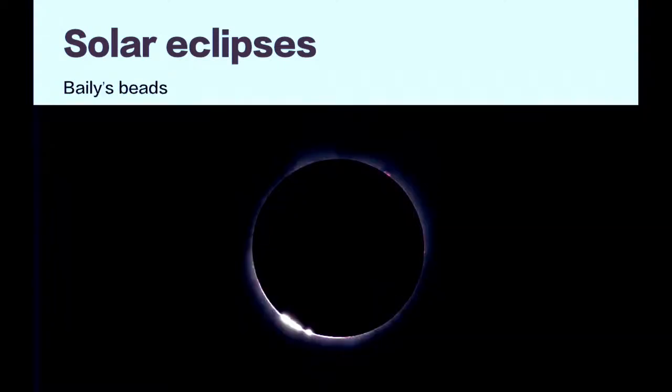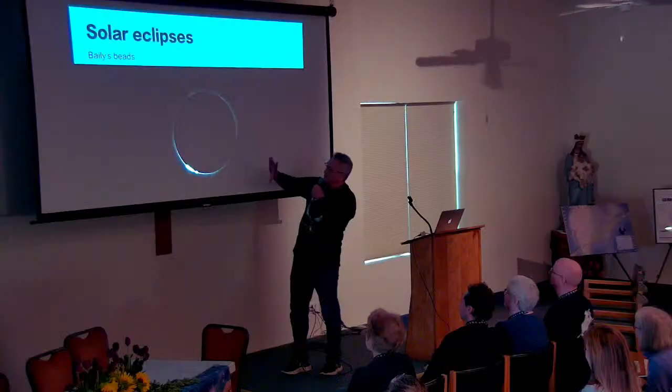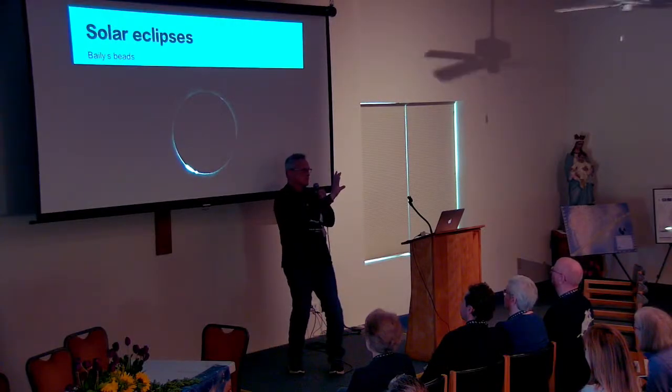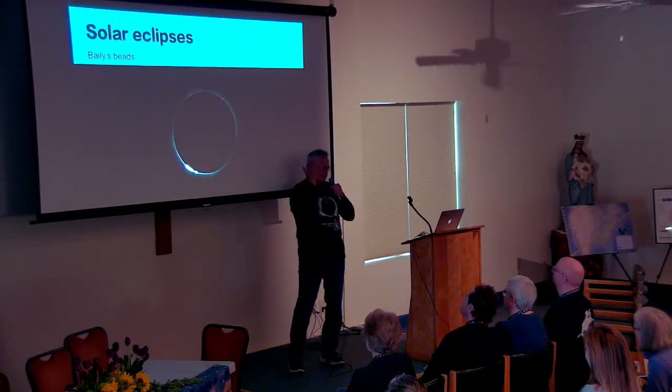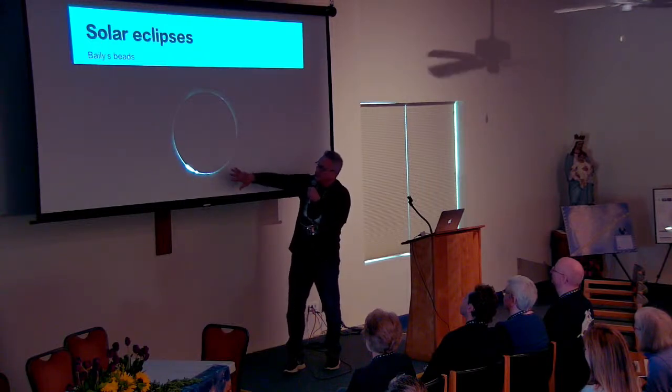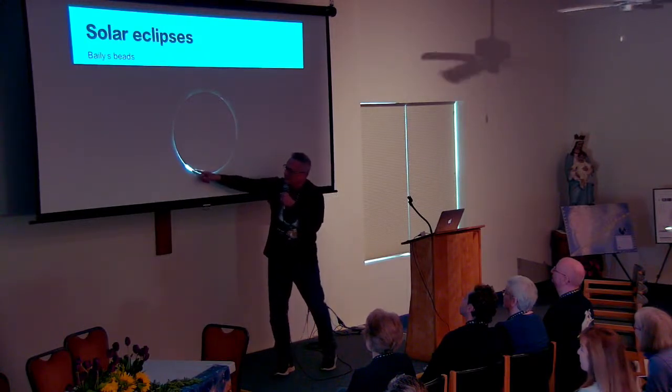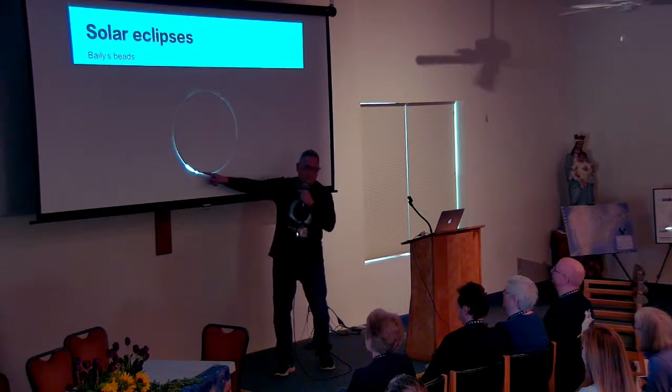Exactly. This is called Bailey's beads, and when it's fully covered, depending on the size of the sun compared to where it's in its orbit, remember how if it's closer, the moon's bigger, if the moon's farther, it's smaller. I think we're going to cover it completely if it's 4 minutes, so you'll see little areas of light, and that's because, why?